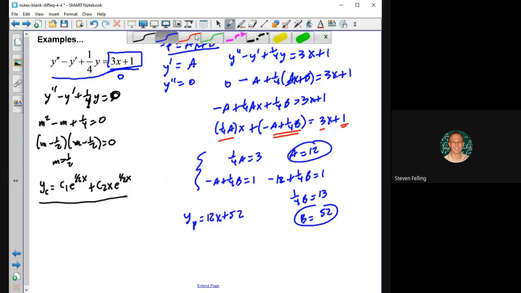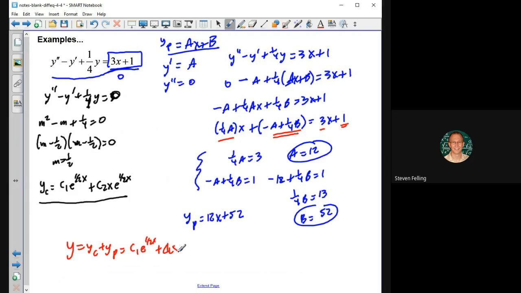And then to form the general solution, y, it's going to be yc plus yp. So the final solution here is c1 e to the 1/2 x plus c2 x e to the 1/2 x, and then plus this yp, so plus 12x, and then plus 52. Okay, so this is the solution. We still have these constants. If we needed to establish these constants, we would need an initial value.